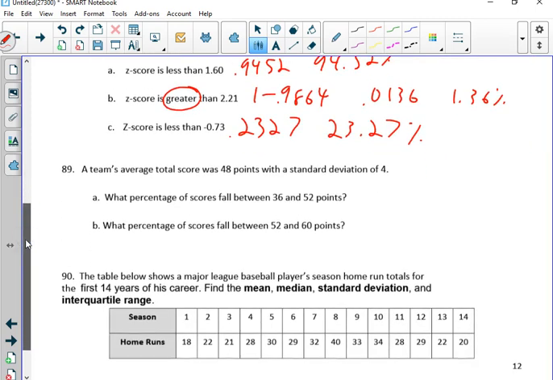All right. A team's score averages 48 points, with a standard deviation of 4. What's the percentage between 36 and 52? Well, this just means we have to do two problems. Remember, we take the actual score minus the mean, divided by the standard deviation. We do that again with 52 minus 48 divided by 4. When we do that, we end up with no decimals. We get -3 and +1 for the z-scores, which is nice.